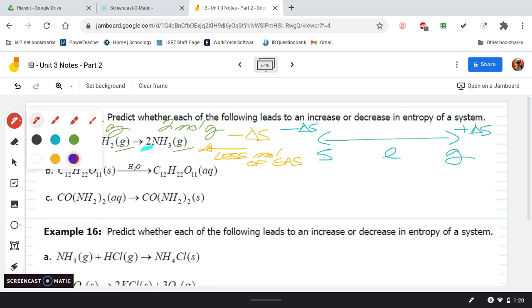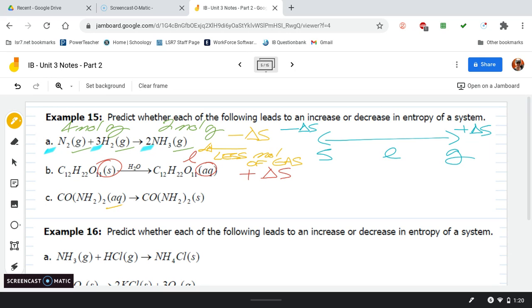All right, let's switch pen colors here for this one. Okay, so this is a solid, and this is aqueous, which is the same, remember, as a liquid, so it would be kind of like right there. So it went from solid to liquid, so that's going to be a positive delta S. And then this last one here, liquid to solid, so we're going this direction, and so negative delta S.